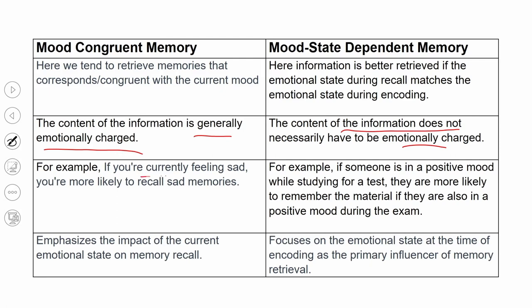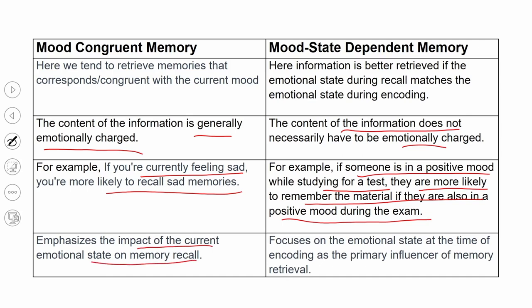For example, if you are currently feeling sad, you are more likely to recall sad memories. Here, if someone is in a positive mood while studying for a test, they are more likely to remember the material when they are in the same mood later. So, the focus is different. Here, they emphasize the impact of the current emotional state on memory. Here, the focus is the emotional state at the time of encoding as the primary influencer. So, the focus is different.